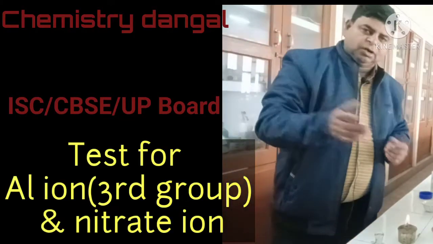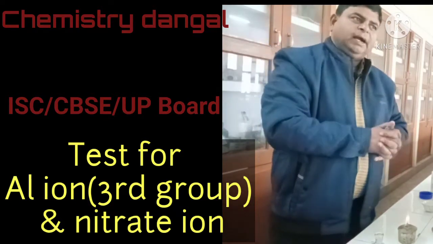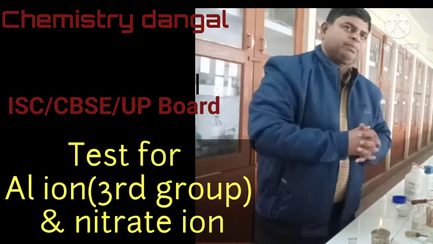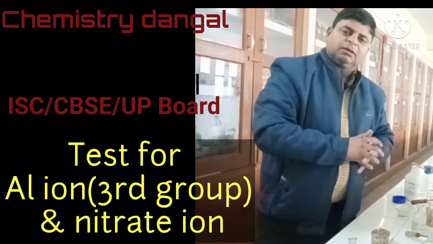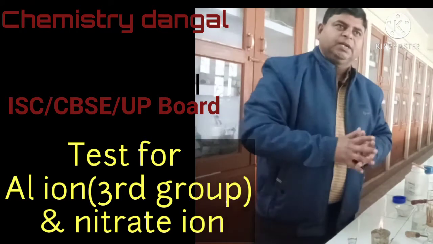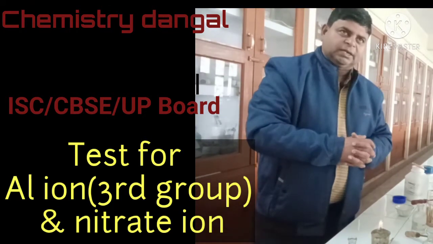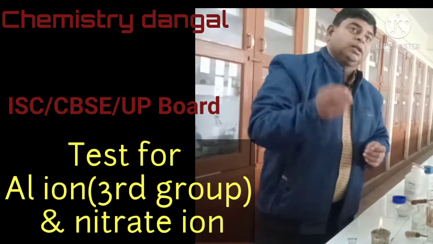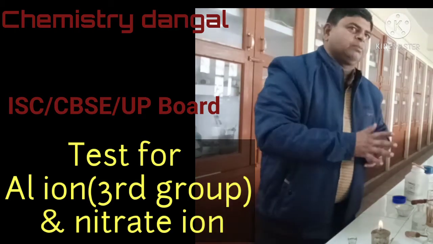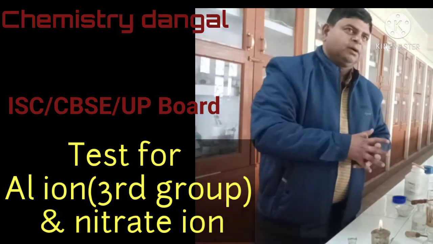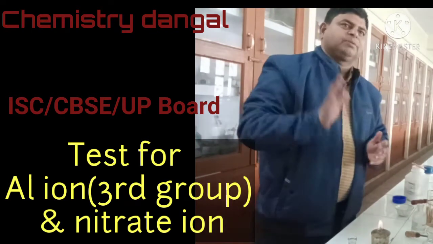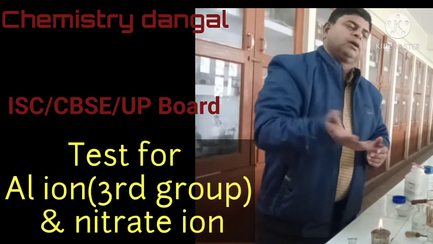Take a small amount of the salt in a dry test tube and then add dilute HCl and then heat and cool. If any precipitate is formed, then first group will be present. If no precipitate is formed, first group will be absent. And then pass H2S gas or add H2S water in the given solution. Then if any precipitate is formed, second group will be confirmed, but if no precipitate is formed, then second group will be absent. Then we go for third group.